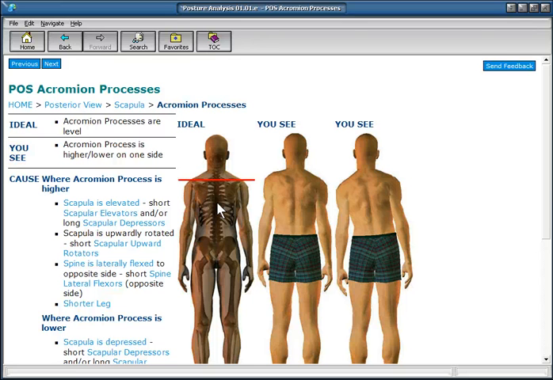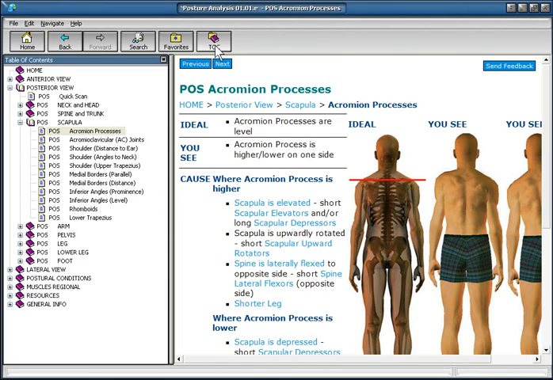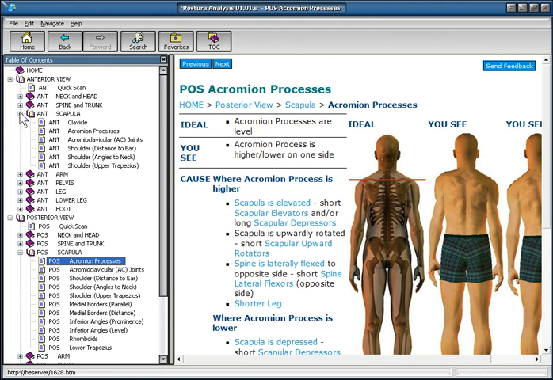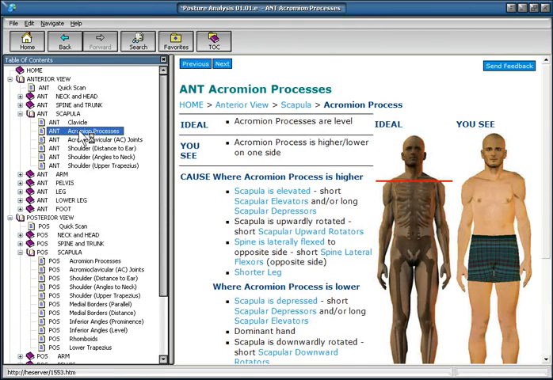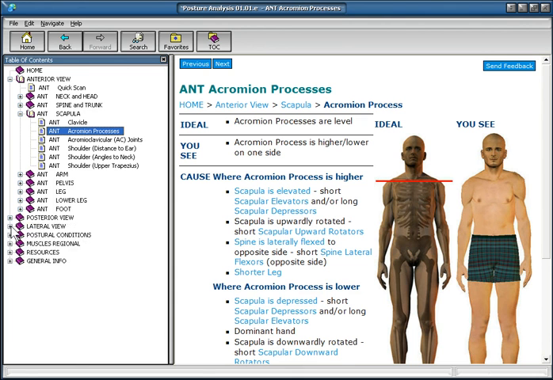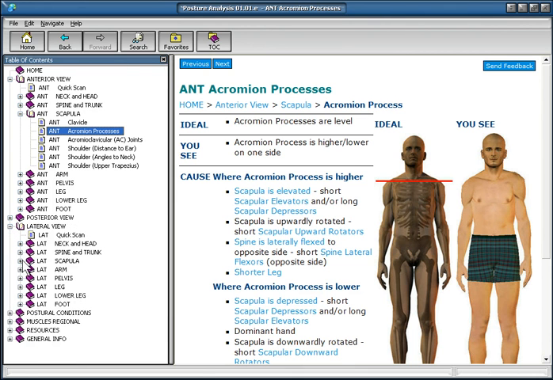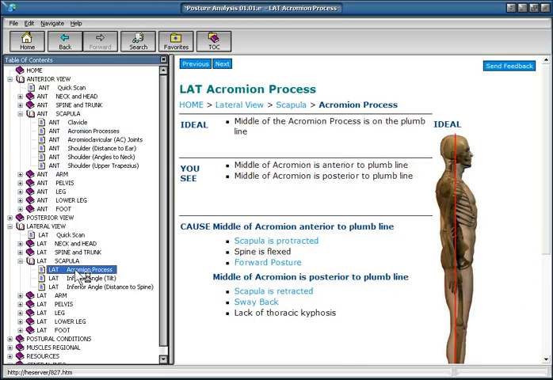So for now, as we know what it's like in posterior view, we want to go back to table of contents and have a look at the same thing in the anterior view. So anterior view again, we go scapula and we go acromion processes, and this is what we should look at from the front. If we have a look at the lateral view, we go scapula again, and we have a look at the acromion processes, and again this tells us how the acromion processes should hang in.